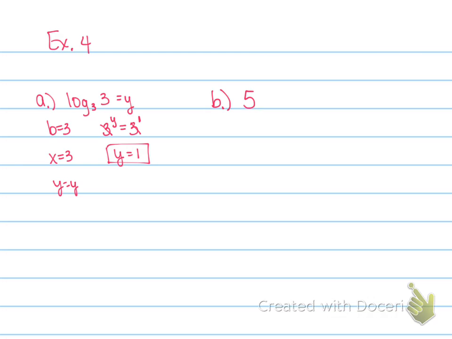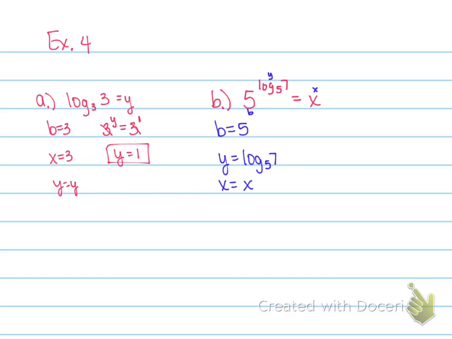B is 5 raised to the log base 5 of 7. Now this is in exponential form, so we're going to set that equal to x. Since we have it, I'm going to label up here. This is my b to the y equals my x. I know that my base is 5. My y is log base 5 of 7, everything that's in the exponent. And my x is going to be x.